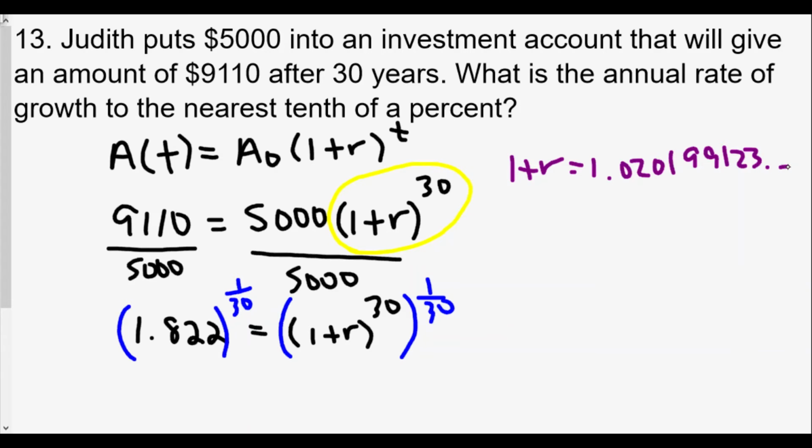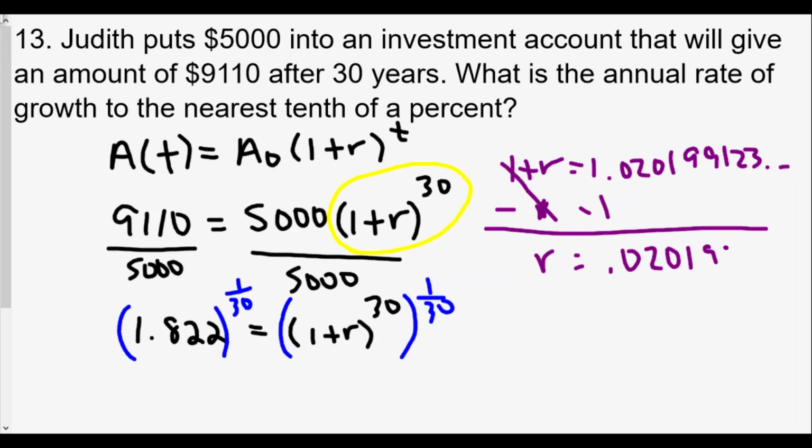And so we want to solve for r, we just subtract 1 on both sides. Not r, we want to solve for r, so we get rid of the 1s here. And so r is equal to 0.020199123. And so to the nearest tenth of a percent, we're going to multiply the whole thing by 100 and give it percent-wise.